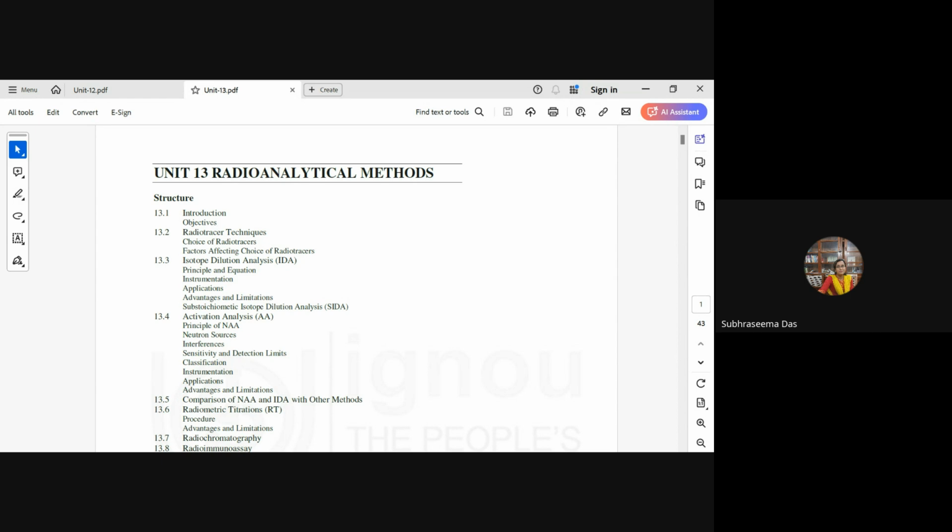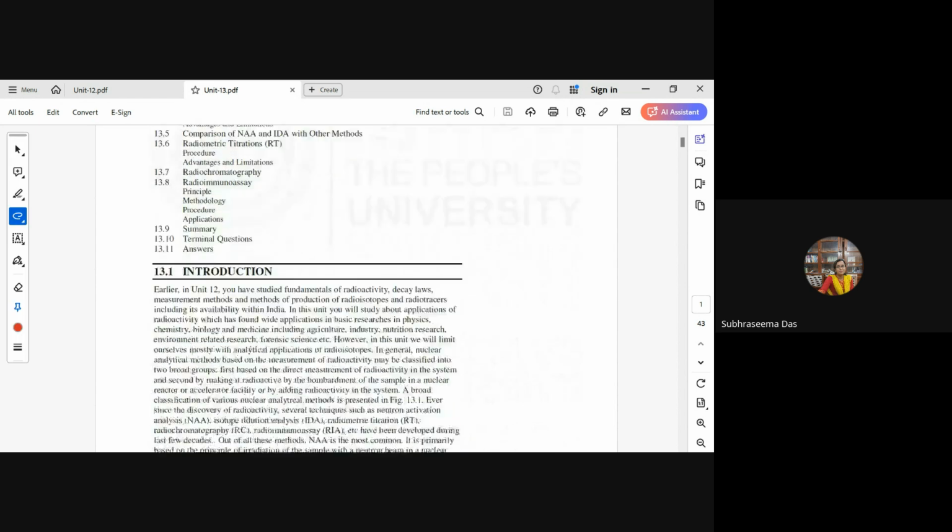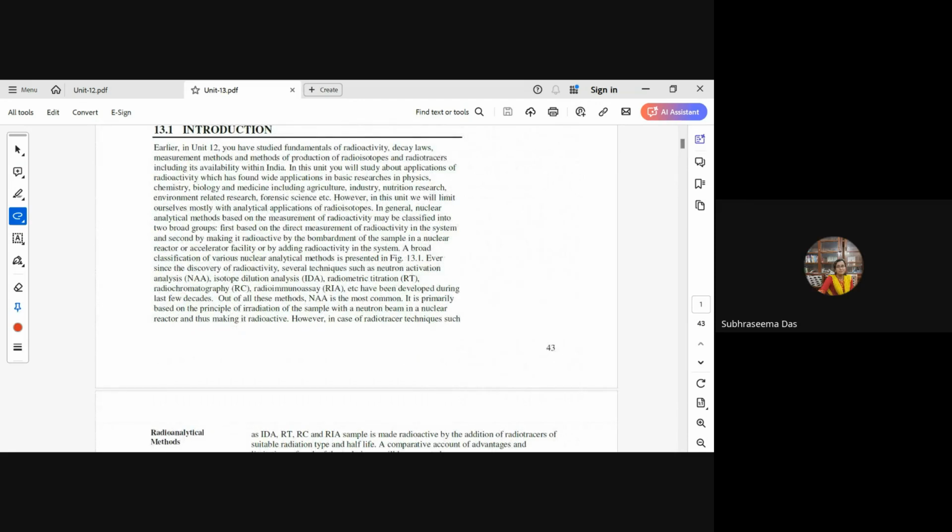So now coming to different types of radioanalytical techniques. Various techniques based on radioactivity have been discovered ever since natural radioactivity was discovered by Marie Curie. Then, based on the fundamentals of radioactivity, several techniques have been developed, and newer techniques are being developed further.